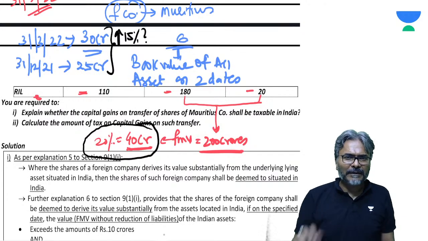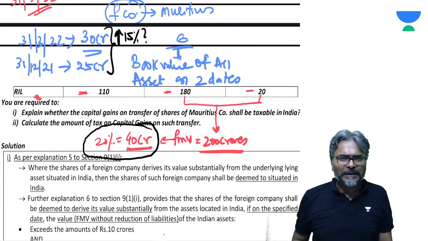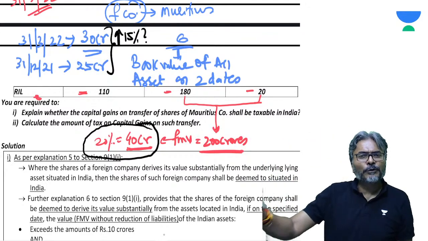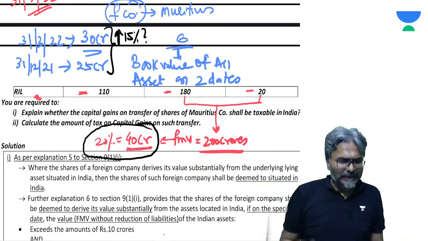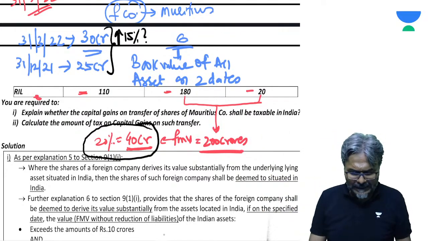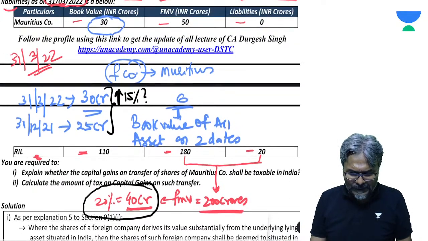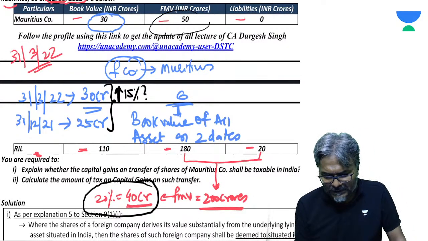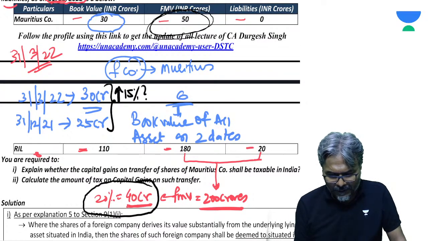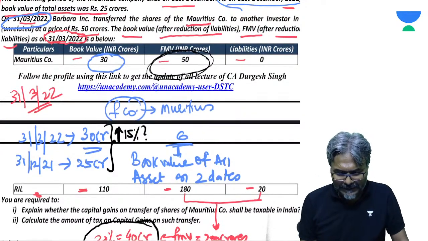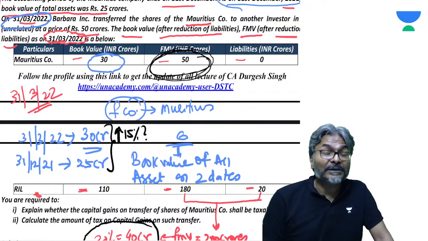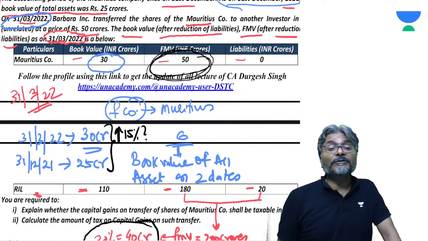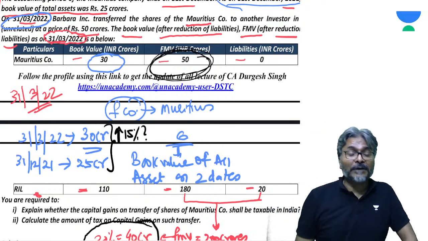Is the fair market value of the Indian investment at least 50% of the total fair market value of all the assets of the foreign company? Just have a look. What is the total fair market value of all the assets of that Mauritius company as on the date of transfer? It is 50 crores.